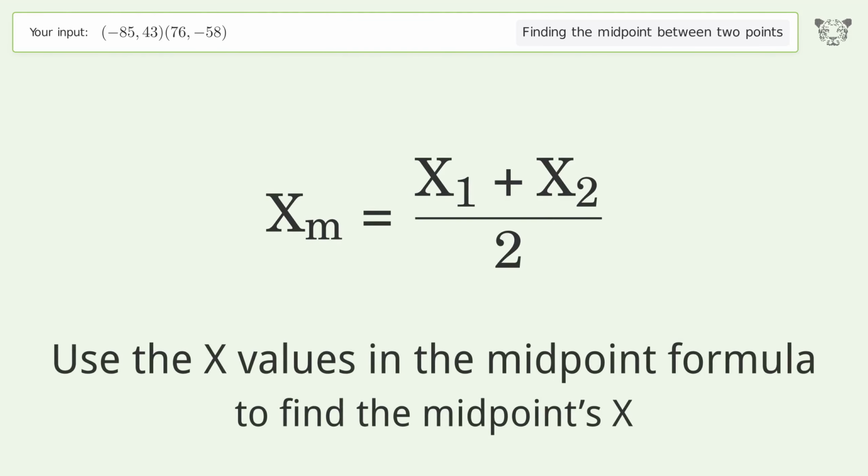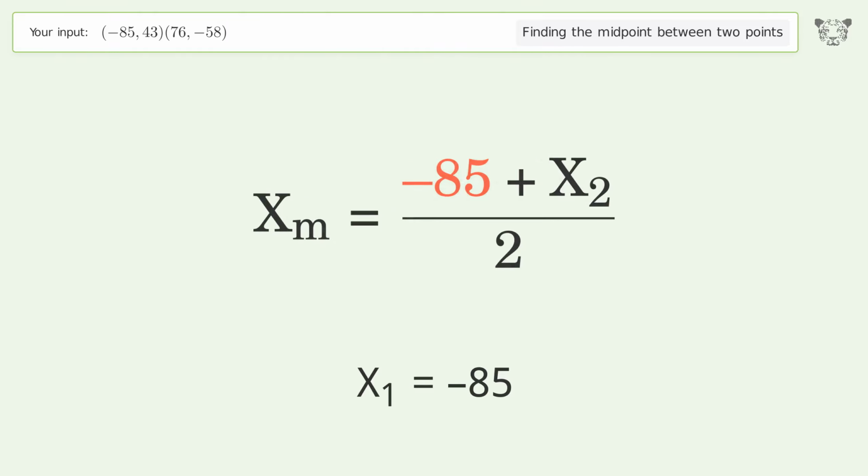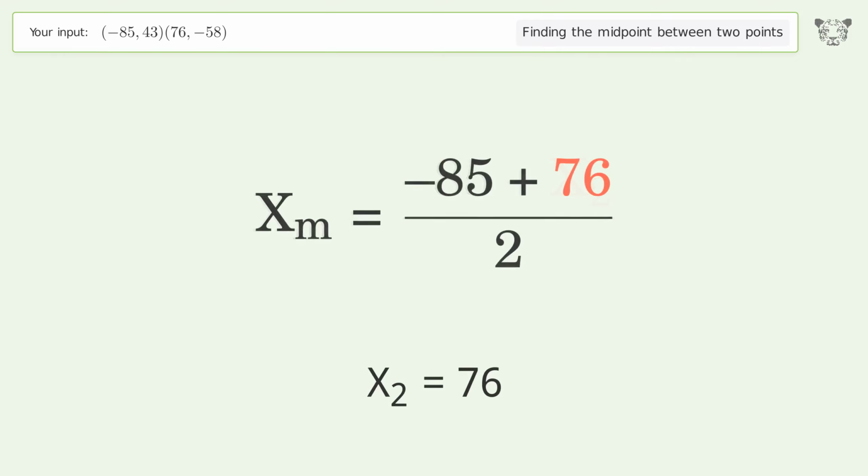Use the x values in the midpoint formula to find the midpoints x. x1 equals -85. x2 equals 76. Simplify the arithmetic.